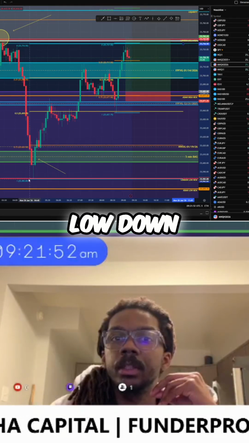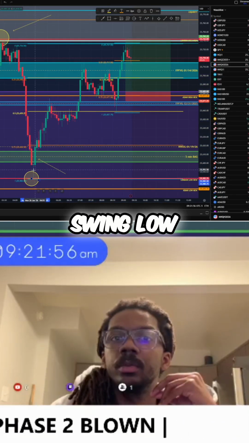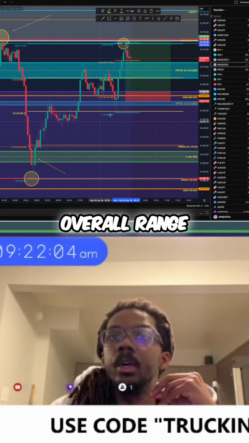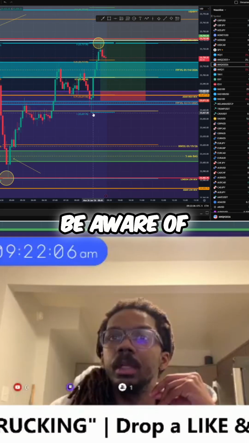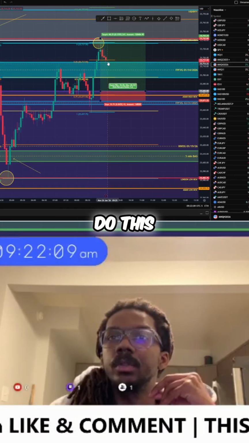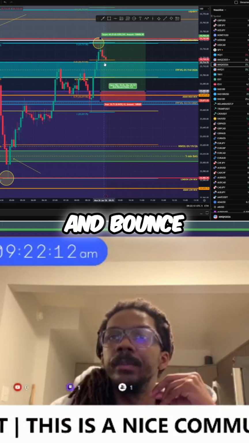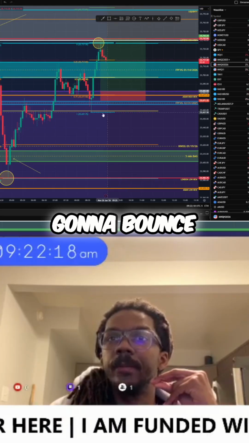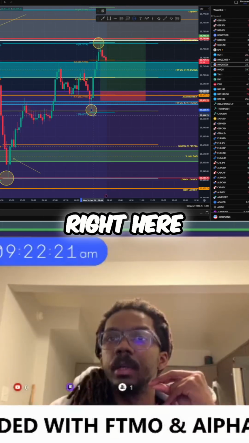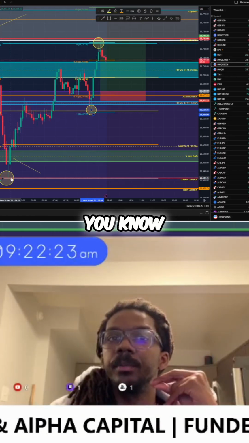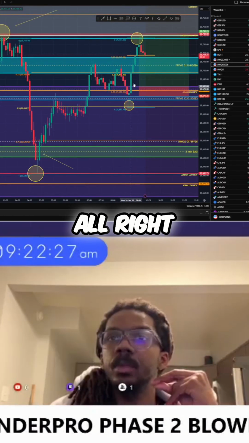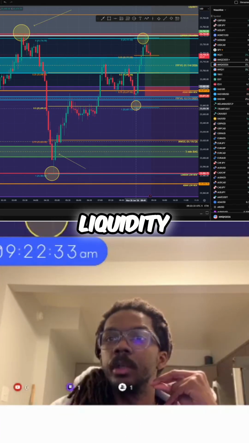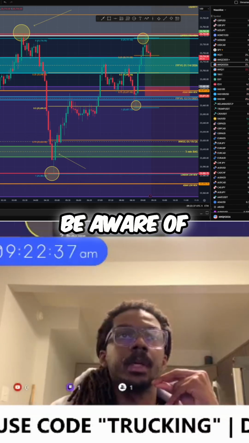You see we went from swing low down here, right? Swing low to swing high, because when we're looking at a range, we want to make sure we always look at the overall range as well. Obviously be aware of this range because it could also do this. It could come here and bounce. Sometimes it goes there and bounces, but it might not bounce as high as you think it's going to. And then you have to be aware that this could be liquidity right here, because notice how within this entire range, the midpoint of this range is right there. Then we have this liquidity sitting right there. So you have to be aware of stuff like that.